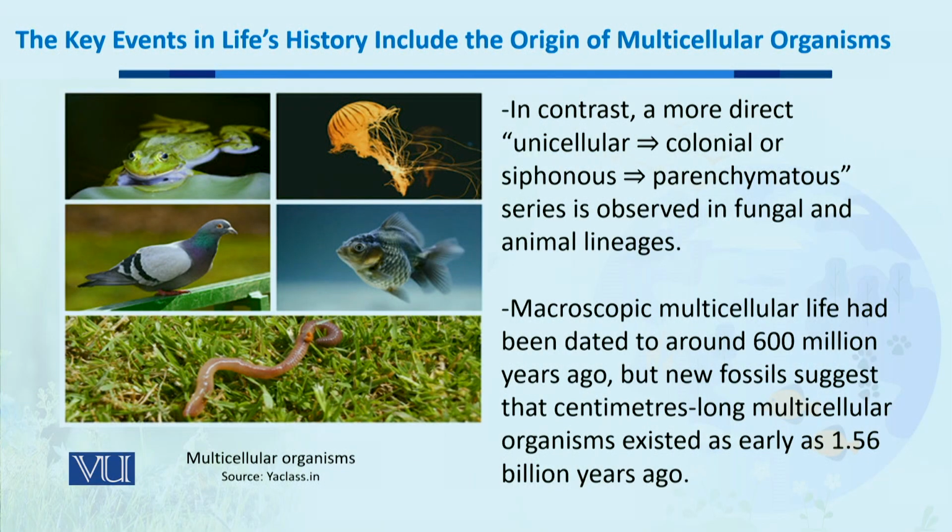When we talk about animals, a more direct series from unicellular to colonial or siphonous, and from siphonous to parenchymatous, is observed in fungi and animal lineages, which involves fewer steps from becoming simple multicellular to complex multicellular. Now, these are some examples of animals, and in these animals, different organs are specialized to perform different functions.